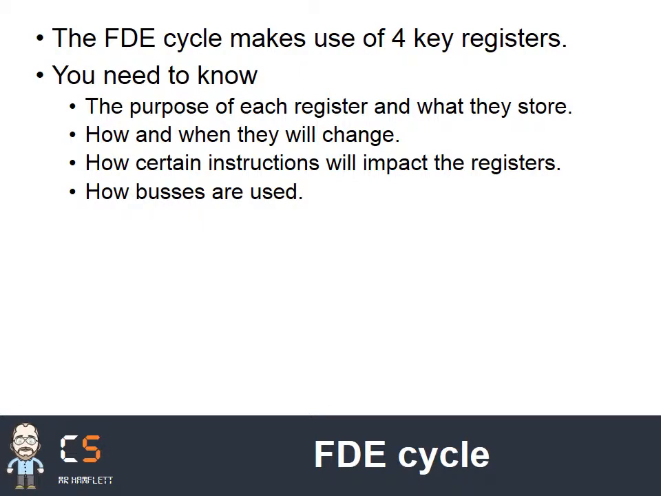So the FDE cycle makes use of 4 key registers. We've mentioned 3 of them, and the 4th one I kind of just hinted towards. What you need to know for the exam is the purpose of each register and what they store. Okay, that's really important. You need to understand the difference in what they're storing as well. Thankfully, it's quite easy to understand because the name kind of gives it away. Memory address register, it stores addresses. Okay, so it does give itself away.